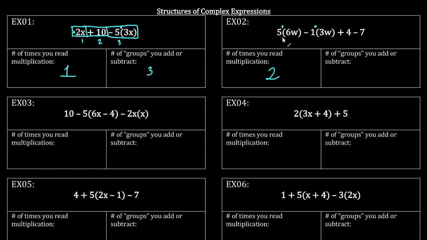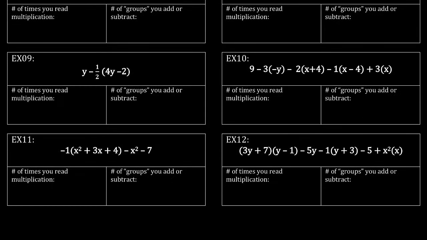Now, let's see how many times we're going to add or subtract. Okay? We have 5 times 6w, and we minus. So we stop. 1 times 3w plus, so we stop. 4 minus, so we stop. So we have 1, 2, 3, 4 groups.